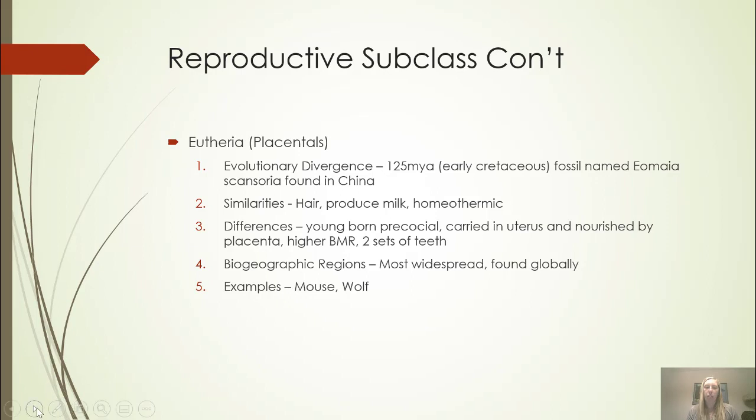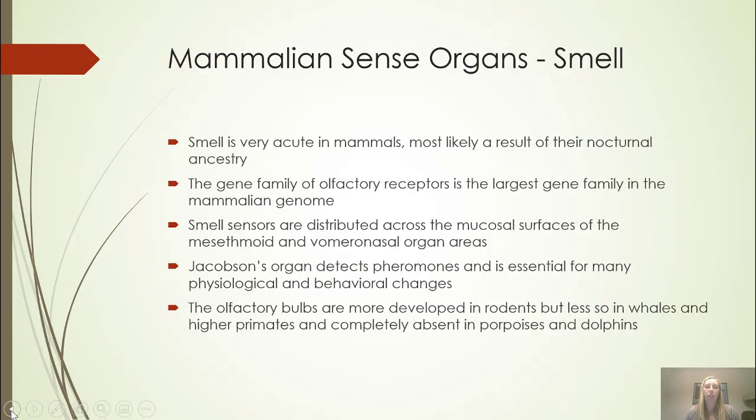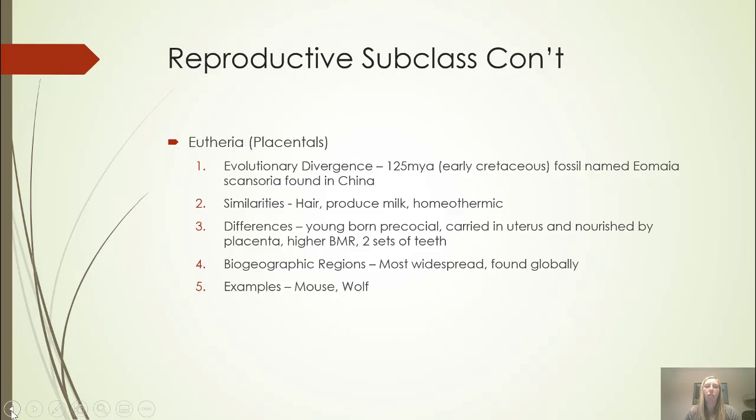The final subclass we're going to talk about is the placentals. This evolutionary divergence occurred about 125 million years ago in the early Cretaceous period, so a little before the marsupials. Scientists were able to discover a fossil named Eomaia scansoria. They found this fossil in China.